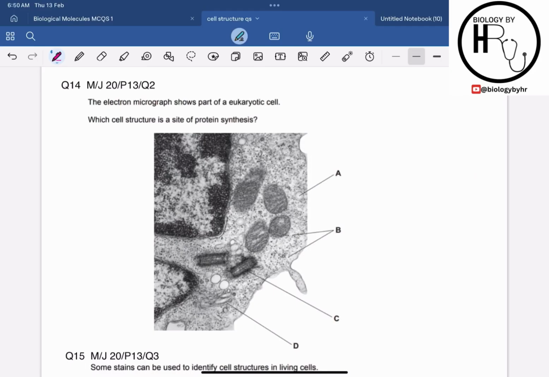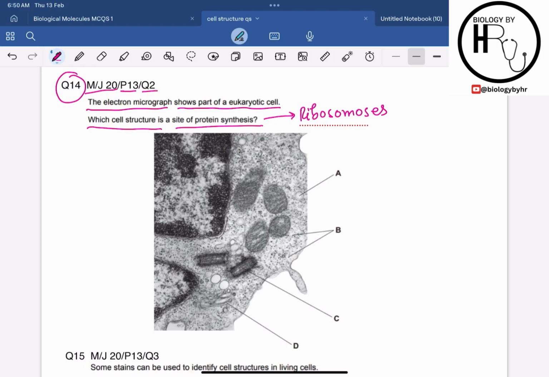Alright, so now let's move on to question number 14. It is from May June 2020 paper 1-3 question 2. The question says that the electron micrograph shows part of a eukaryotic cell. Which cell structure is a site of protein synthesis? We know that protein synthesis happens in the ribosomes, so we have to identify the structure of the ribosomes.